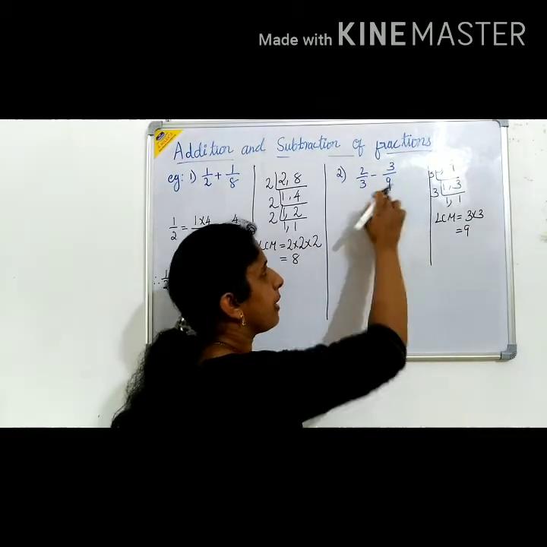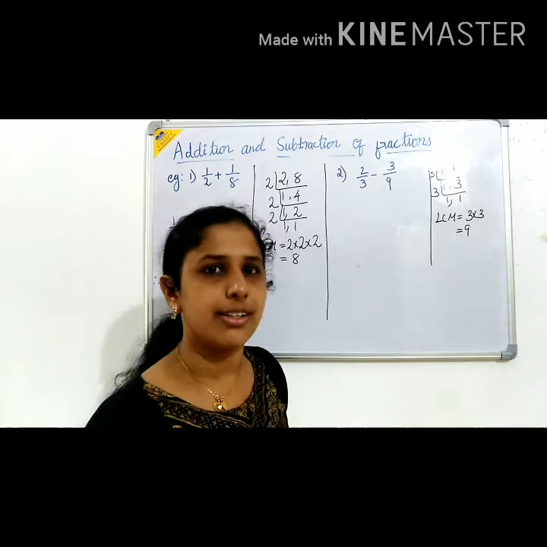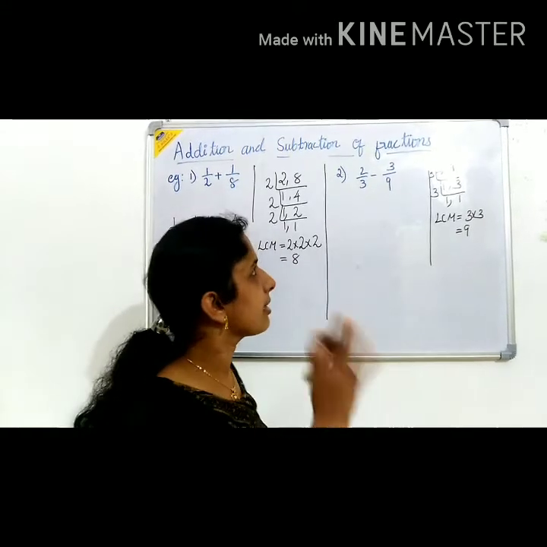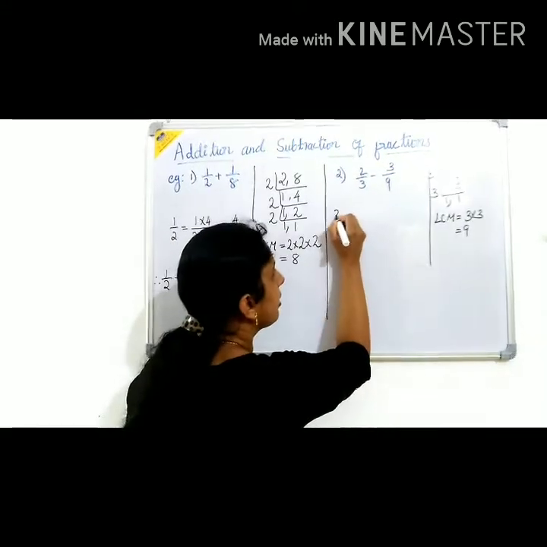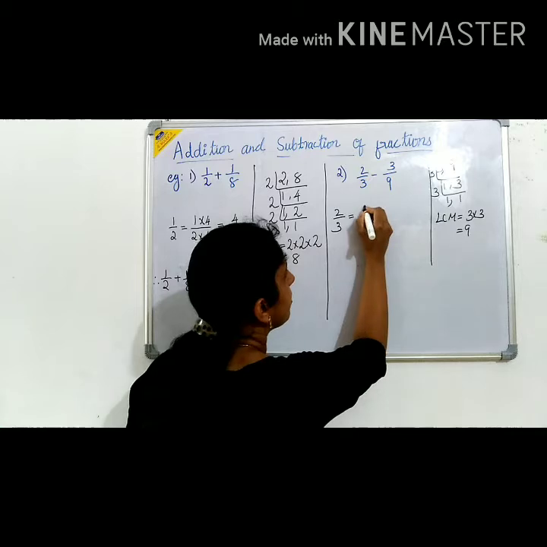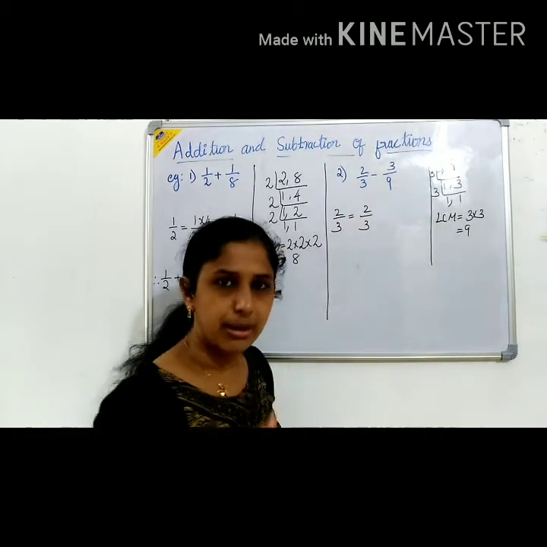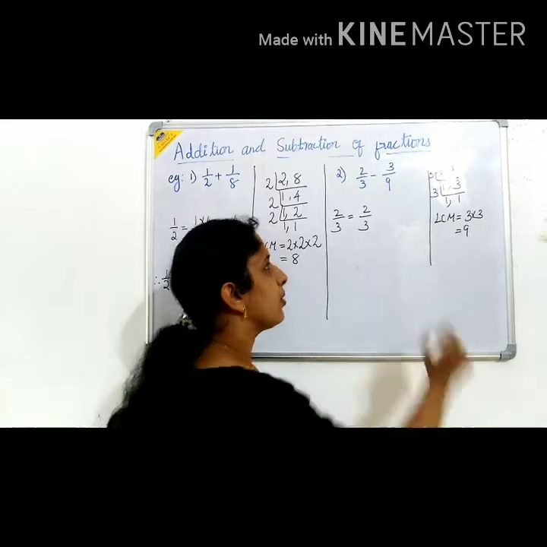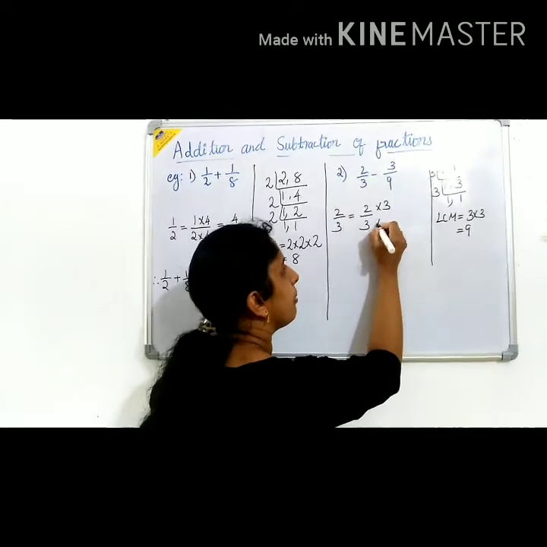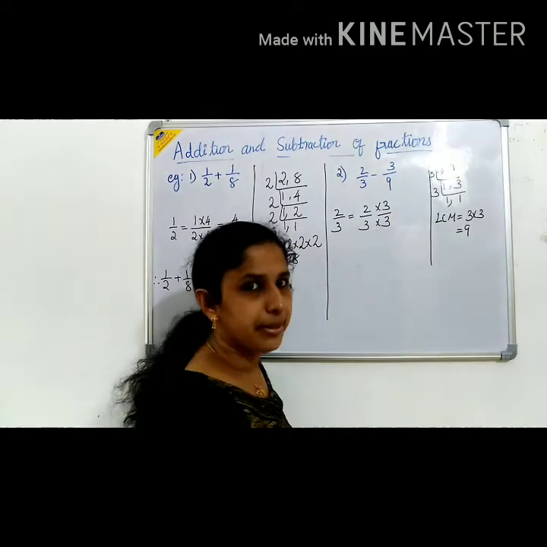Here also the second fraction is having 9 as a denominator. So no need of changing. See the first one, that is 2 by 3. 2 by 3 is equal to. So for converting this 3 into 9, we have to multiply with 3. So the numerator and the denominator we are multiplying by 3.